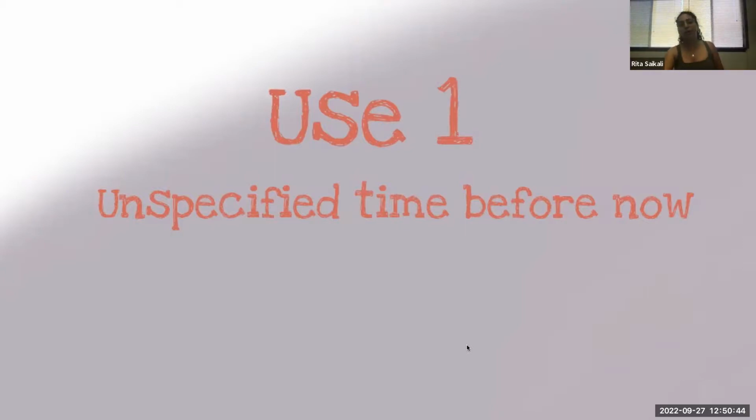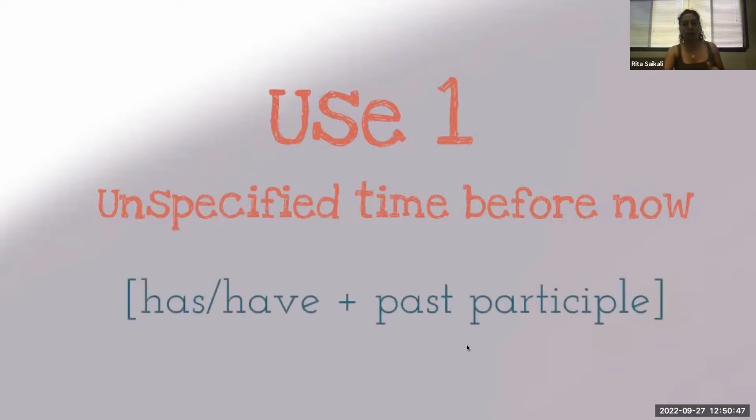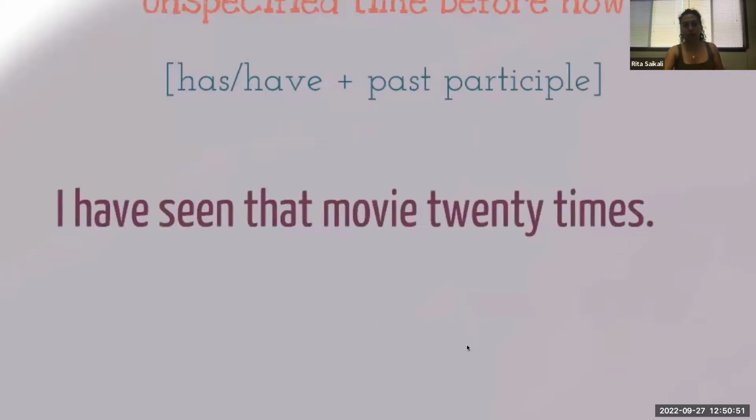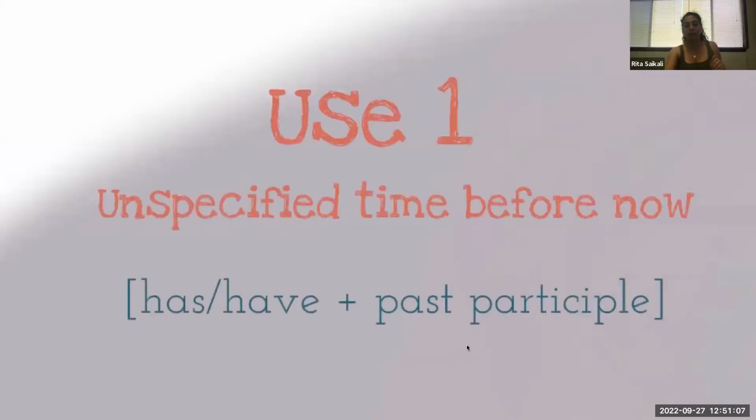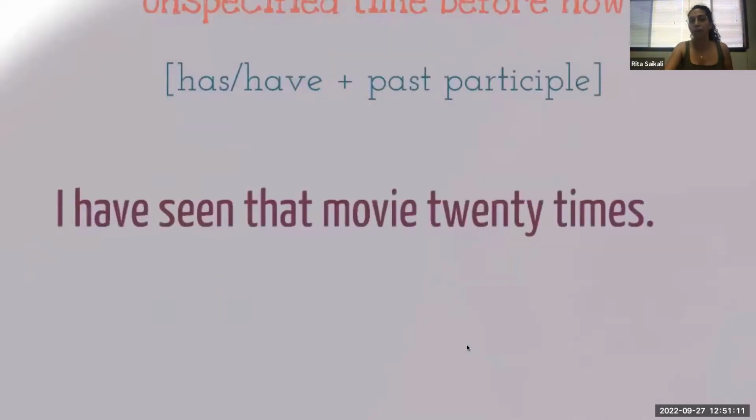All right, so again, unspecified time before now: has, have, plus past participle. That's the structure, okay? So I have seen that movie 20 times. Okay, so we don't know when he saw that movie. We just know that he saw that movie 20 times. So it's unspecified time. Yeah? So what do we have? The pronoun plus the verb to have in the present plus the past participle. I have seen that movie 20 times. Have seen, have is the present form of to have, seen is the past participle of to see.